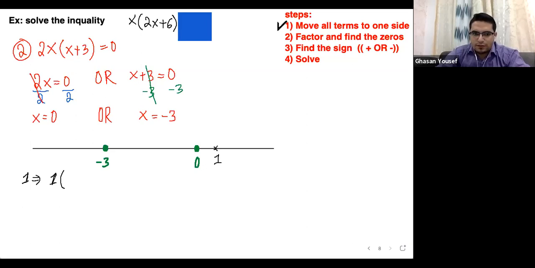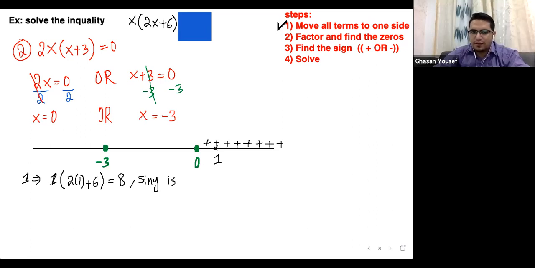1 times 2 times 1 plus 6. Yes, the answer is 8. Yes, this is correct, Pamela. The answer is 8. What is the sign? What's the sign for the 8? Is it positive? This is correct. So the positive sign. Any number greater than 0, the sign should be positive.